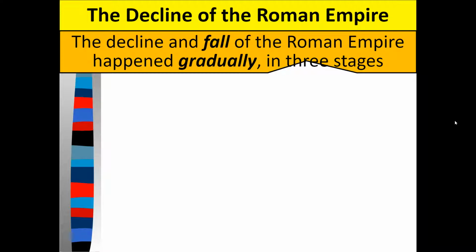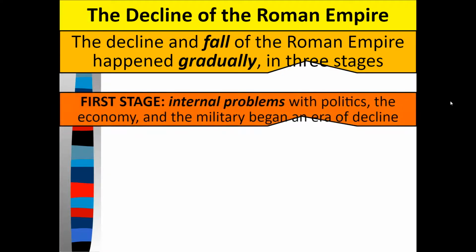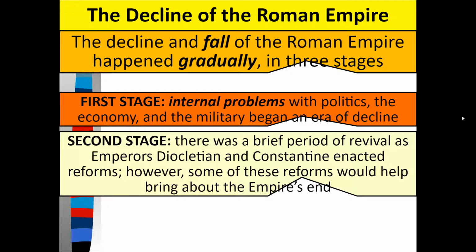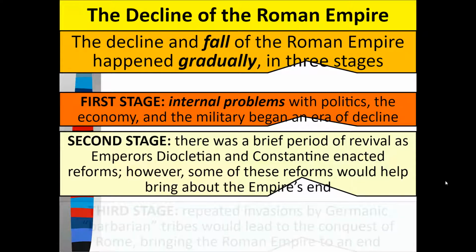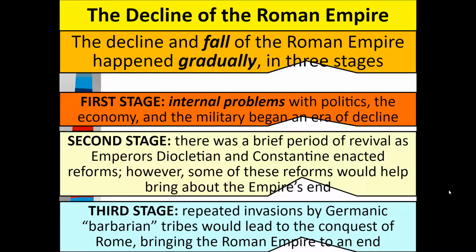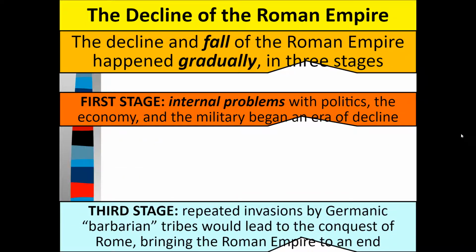So how does the decline and fall of the Roman Empire happen? Well, it happens gradually, and there are three stages to it. First stage, you have internal problems: politics, the economy, the military, and this begins an era of decline. The second stage, you have a brief period of revival where you have emperors like Diocletian and Constantine. They are enacting reforms. They're trying to keep the empire together. Some of these reforms are actually going to help bring about the end of the empire, though. And then third stage, you have repeated invasions by Germanic or barbarian tribes who would lead to the conquest of Rome, bringing the Roman Empire to an end. These Germanic barbarian tribes are going to be the ones who bring down the Roman Empire.